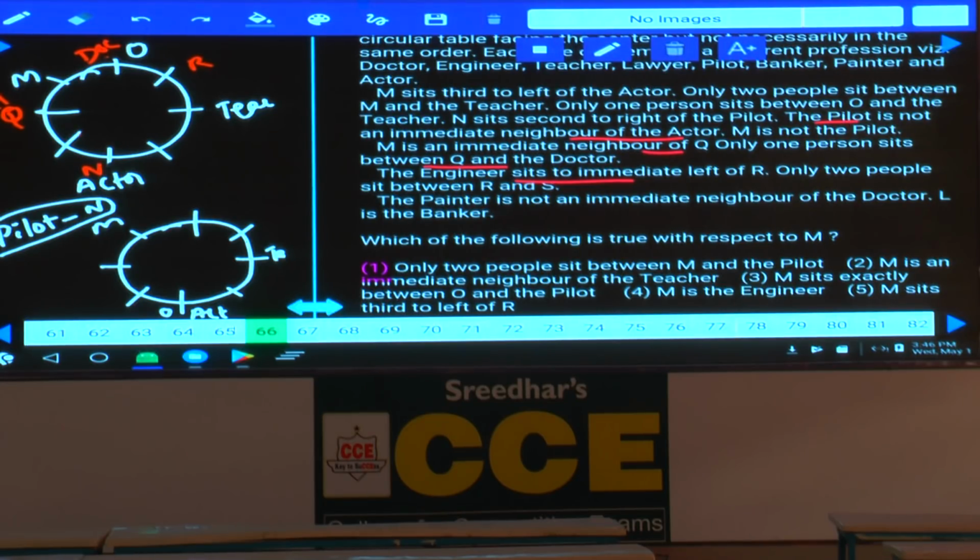R cannot be here. Why? If R is here, the doctor is to the immediate right of R but not the engineer. Hence the engineer sits to the immediate left of R. As the engineer sits to the immediate left of R, if R is here, the engineer and teacher must be in the same place, which is not possible. Hence R cannot be here, cannot be here, cannot be here, cannot be here.